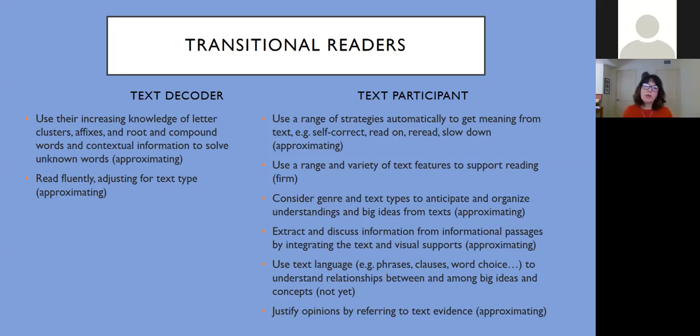One of the things that we were working on was using text features to help us to organize our thinking and the ideas that we're getting from the text, like learning to use the heading to help us think about what we're going to be reading. And the kids are working through, again, to extract and discuss information by integrating the text and the visuals. One of the things that I notice here is that sometimes the text language is not registering to them, though, the language that shows that relationship between and among big ideas. You're going to see some of that in the clip. And they're really strong in some places about justifying their opinions by referring to text evidence.